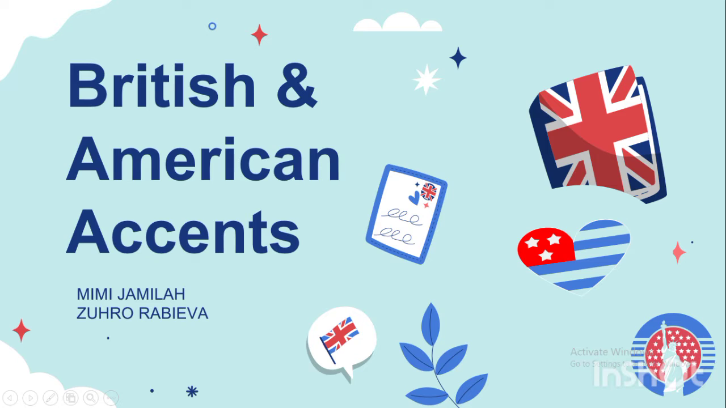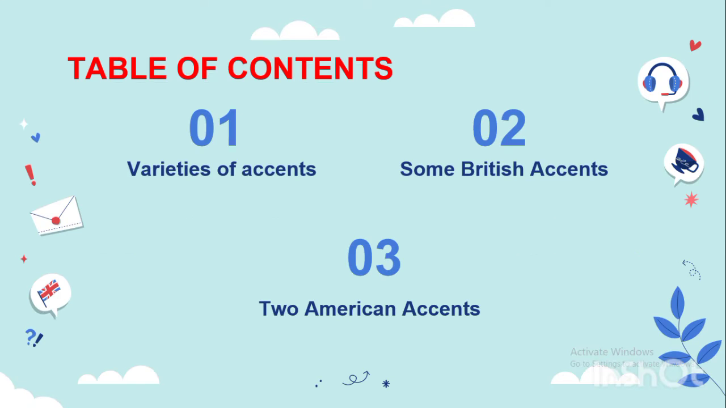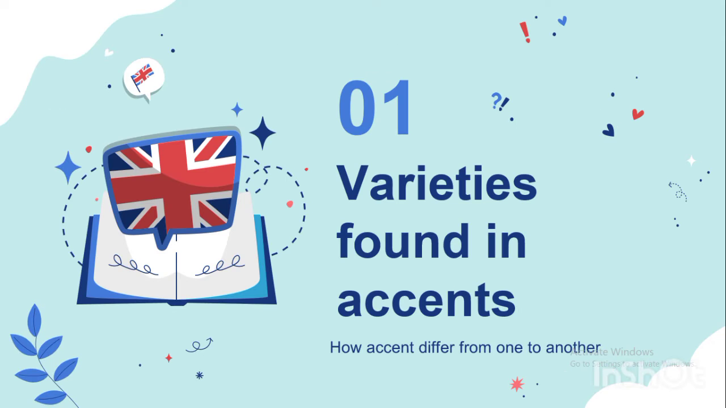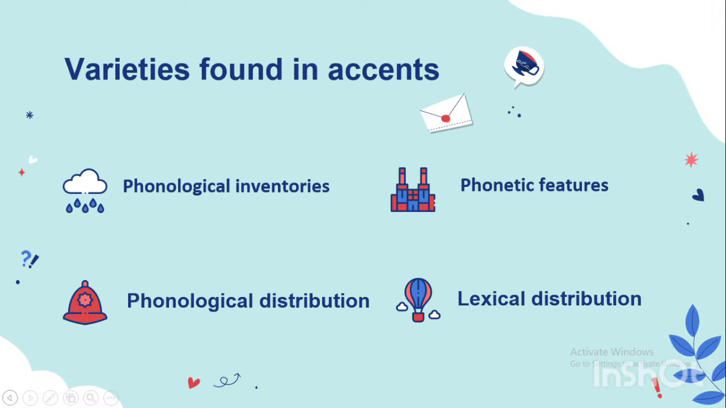In this video, we are going to explain about British and American accents. Here are the topics that we are going to discuss in this presentation: varieties found in accents, some British accents, and two American accents. Let's start from the first material, the varieties found in accents. This is how accents differ from one to another.